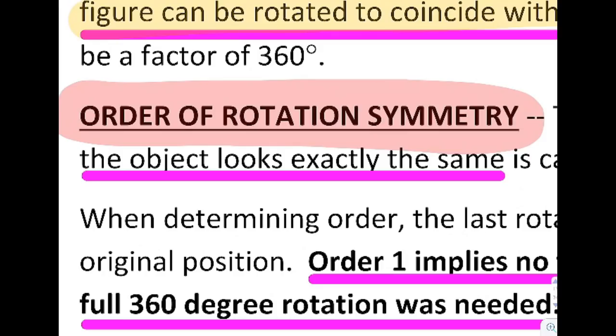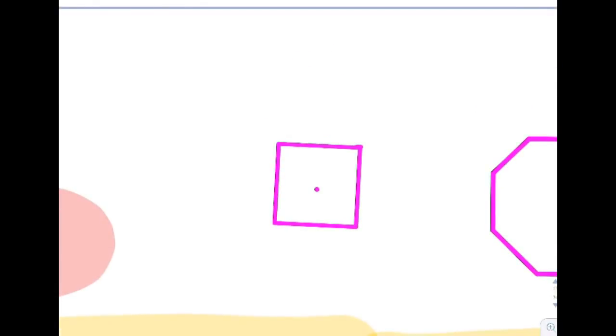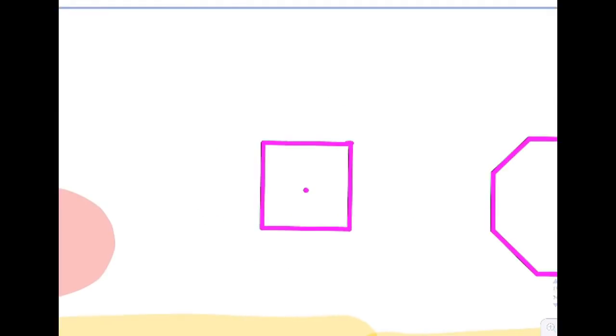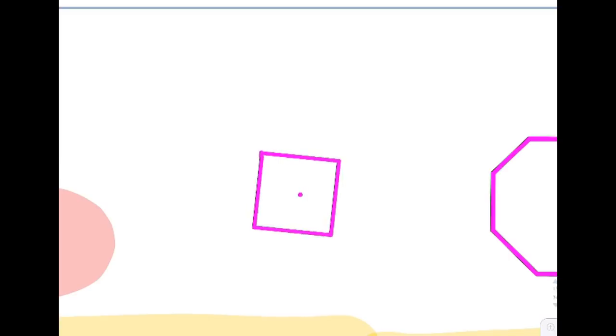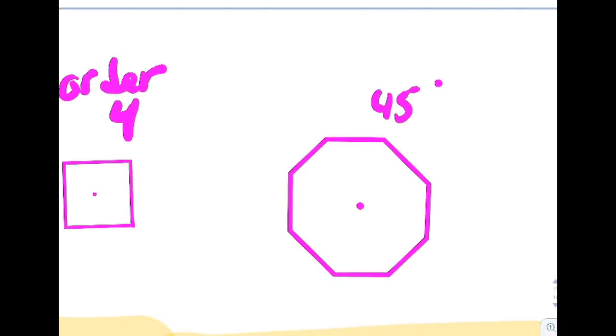And order of rotation, the order is just how many positions will it be in within one full turn where it looks exactly the same, and that number is the order. So let's go back to our original example. We already said this before. There are how many positions with a square? 1, 2, 3, 4. So we say that the order is 4. Yes, we could keep going over and over, but we do it within one full 360 spin. You only count how many within one full turn. How many times does it look exactly the same?